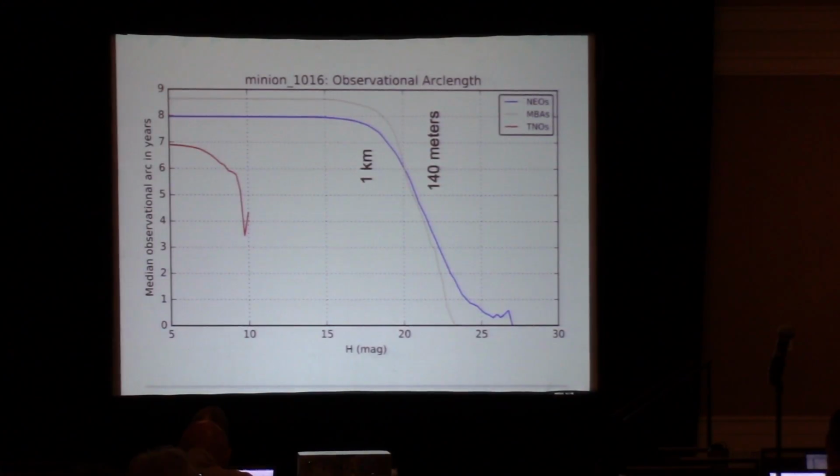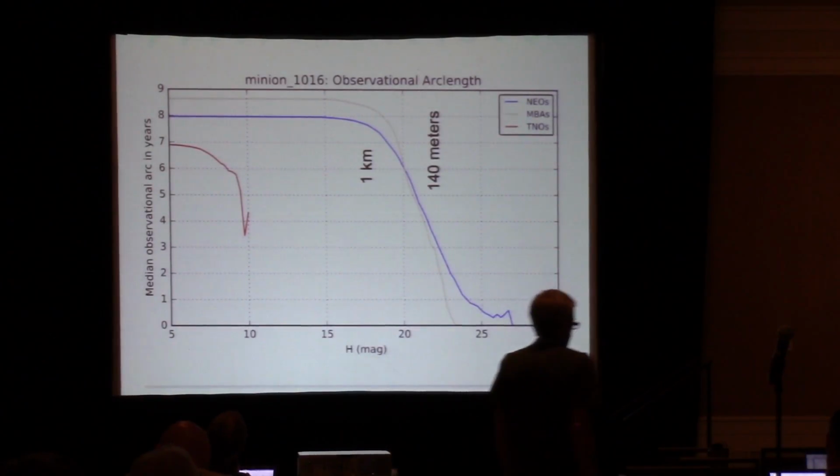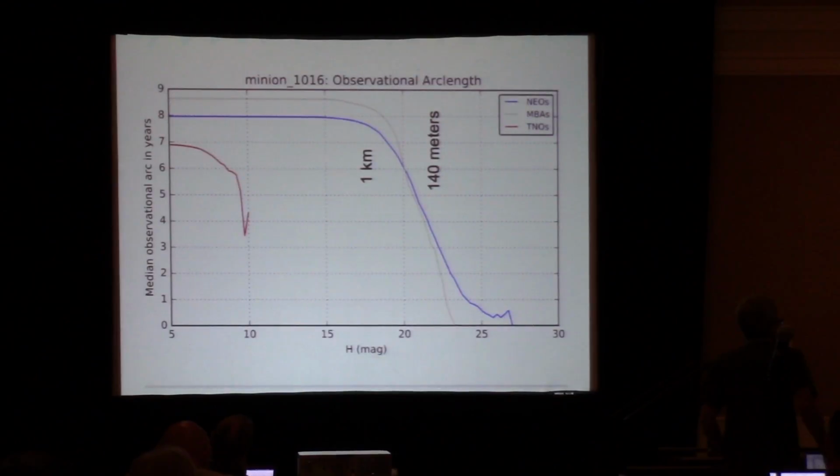On the far right side, those are the very smallest NEOs. I don't know the orbits very well because I have just a small observational arc. It's just part of one year that I see this, and then I never see it again. There's a turnover around 1 kilometer, and for 140 meters, which again is this kind of benchmark size, it's about a 4-year median observational arc.